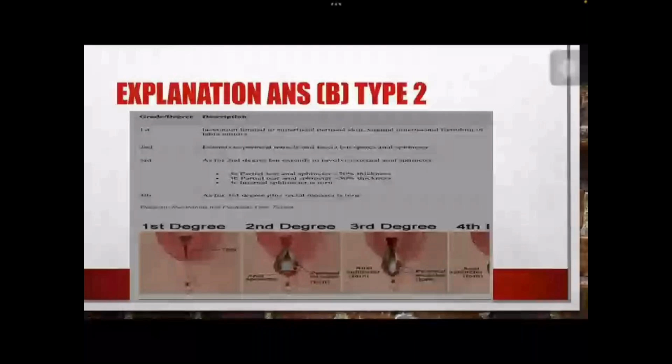I have told that in the femoral sheath there are three compartments: medial, lateral, and intermediate. So medially, what structure will be there in the femoral sheath? Medially will be the vein, then the artery, and most lateral is the lymph node.